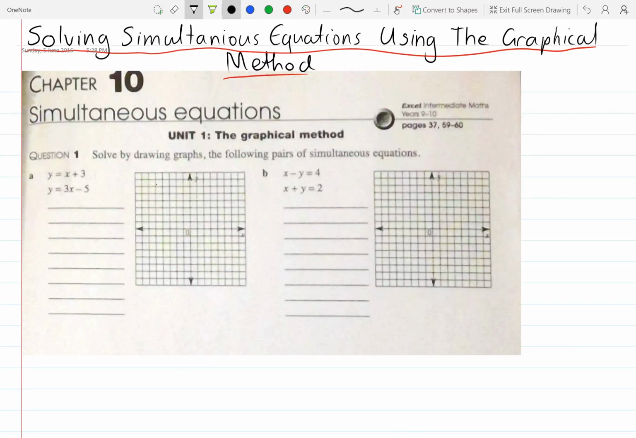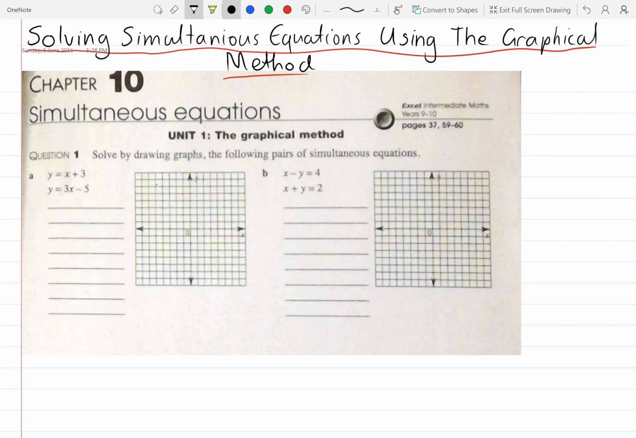Hello, this is a short video on how to use the graphical method for solving simultaneous equations. I'll go through two ways of doing the graphical method and let you decide which one you prefer. Both of them are acceptable. One I think is a little bit easier than the other, but some people find it a little difficult. So here we go.